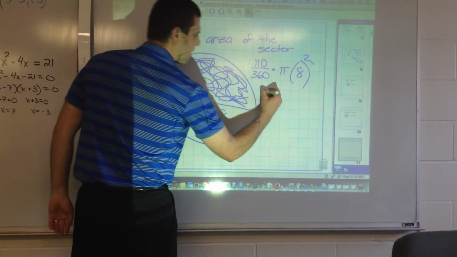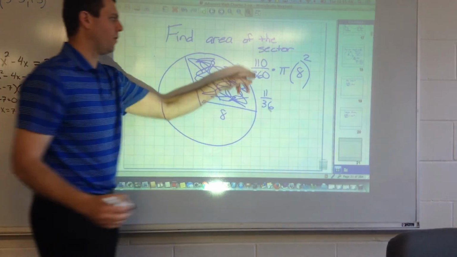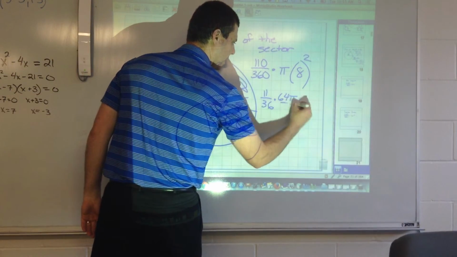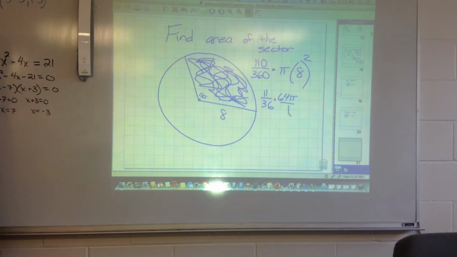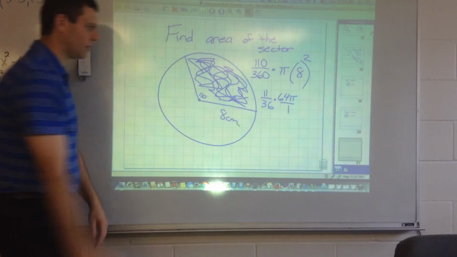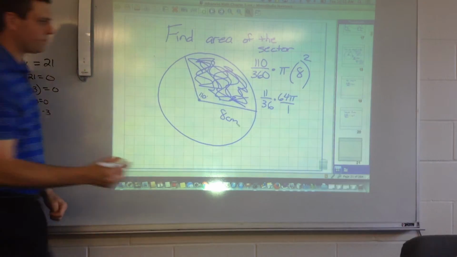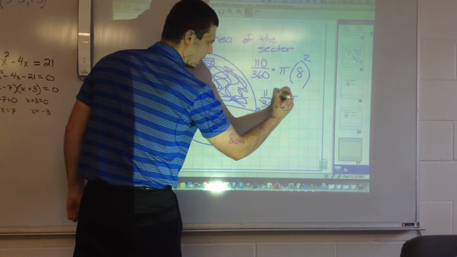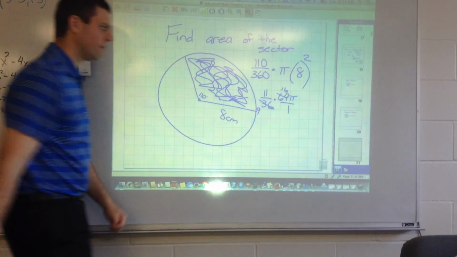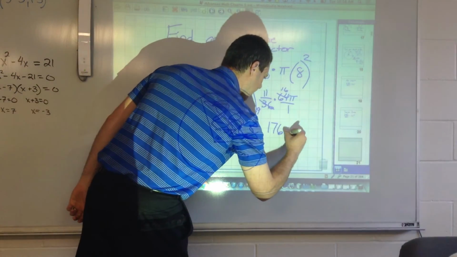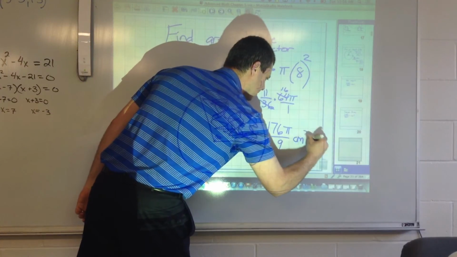I'm going to reduce. That becomes 11 over 36 because both of those are divisible by 10. I'm going to take that times 64 pi. I didn't put the label. Let's go centimeters this time. I'm going to reduce. Both of those are divisible by 4. So that would become 9. That would become 16. I don't think I can reduce any more. 160, 176. 176 pi over 9 centimeters squared.